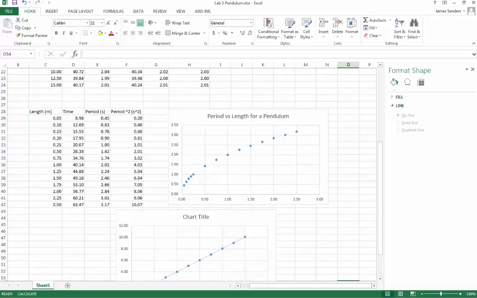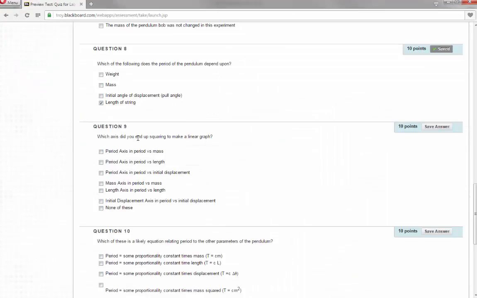So let's go back to that quiz. And what axis did you square? Period axis in period versus length. So is that one of these options? Well, you have period axis in period versus mass. Well, this is the wrong graph. Period axis in period versus length. There it is. So, and I didn't need to do any of these other ones, so it must be that.